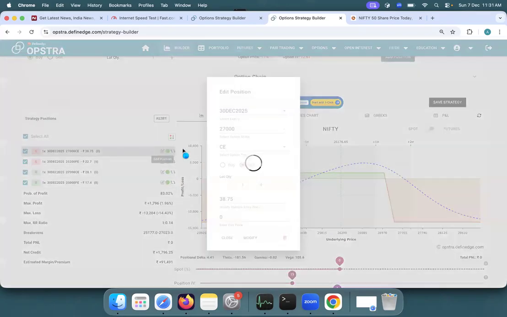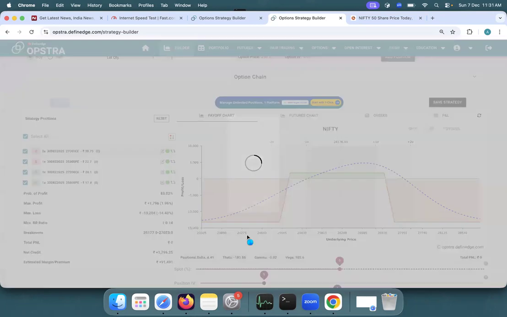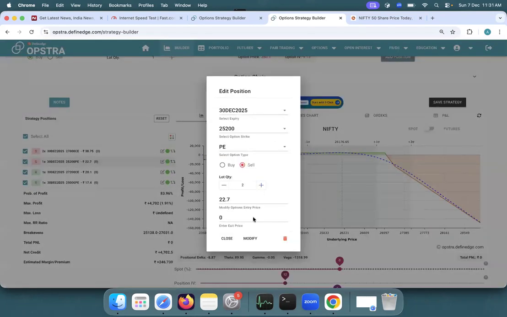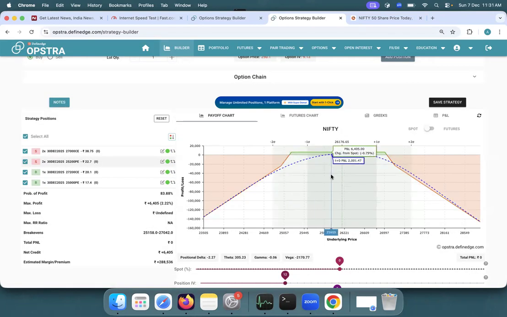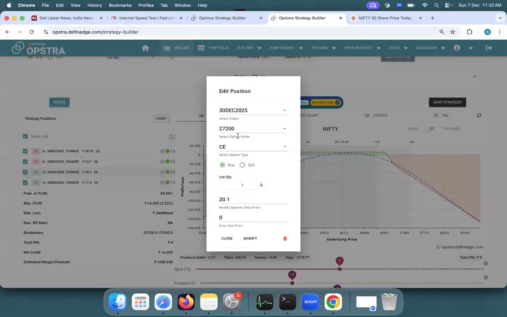What I'll do is, I will sell more lots. For example, let's say I increase my sold positions, and I will bring the buying legs inside my sold legs. So if my sold leg is 27,000 and 27,200 is beyond that, I will do 26,900.